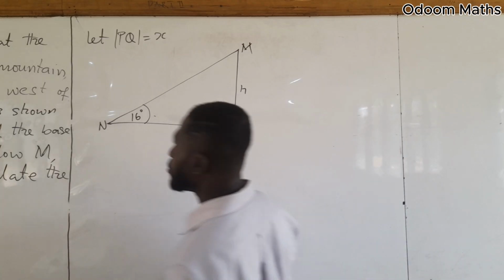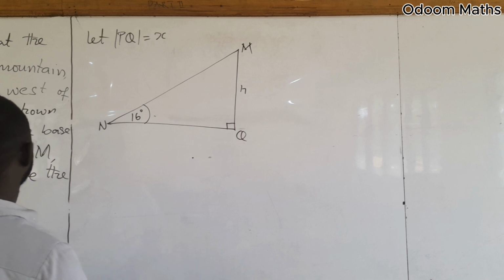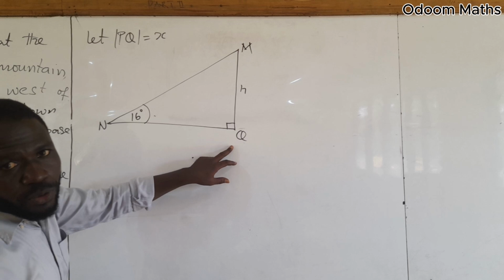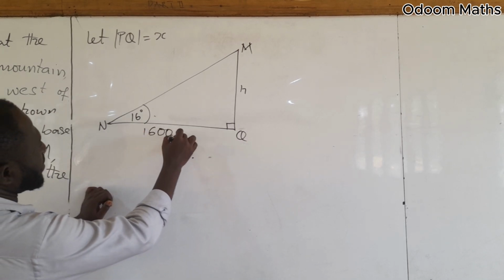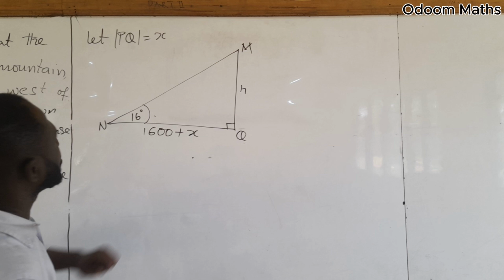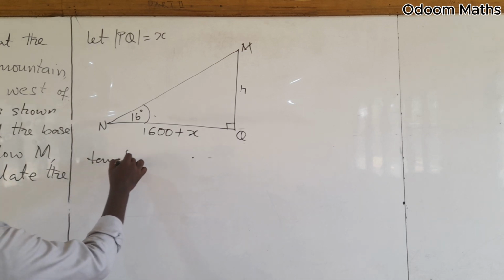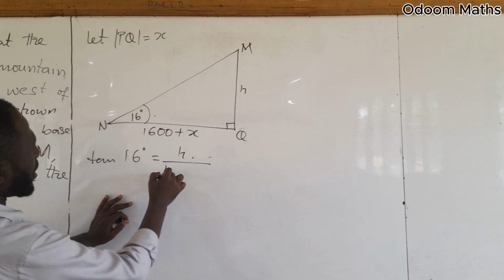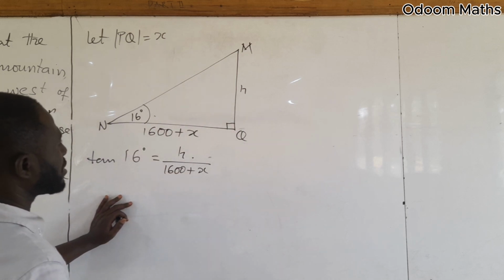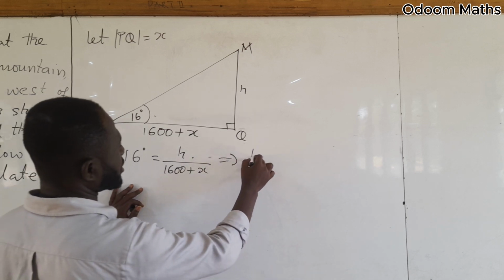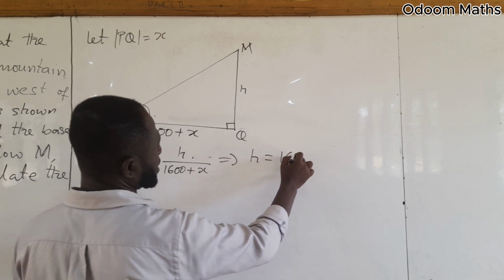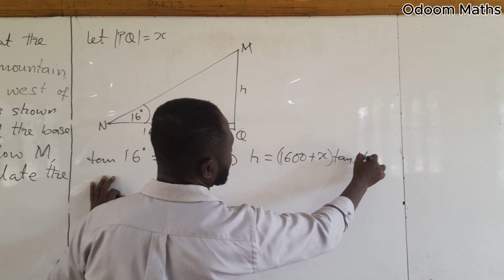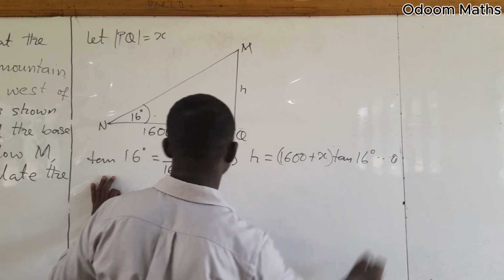Okay. So we are letting the distance between P to Q be x. So it means that the distance between N to Q becomes 1,600 plus x. Okay, so now tan 16 is equal to opposite over adjacent. So h over 1,600 plus x. So this implies that h is equal to 1,600 plus x tan 16 degrees. And then let me call this equation 1.